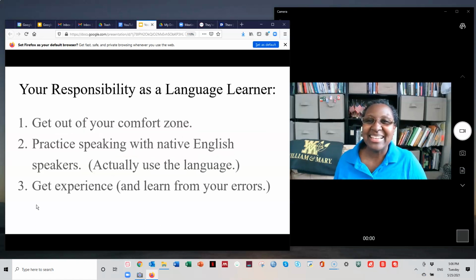I'm going to emphasize, as I often do, your responsibility when you're learning a language. Get out of your comfort zone. Practice speaking with native speakers of whatever language you are learning. You must actually use the language. Don't just write it down. Don't just read it. You want to go out and use it for a purpose, such as communicating with someone. Maybe you want to ask for directions, or maybe you want to be social. Try to use it, get experience, and learn from your mistakes. I know it's not comfortable, but I know you can do it.